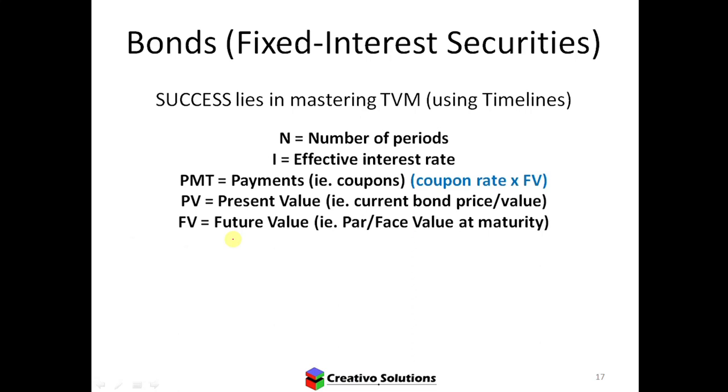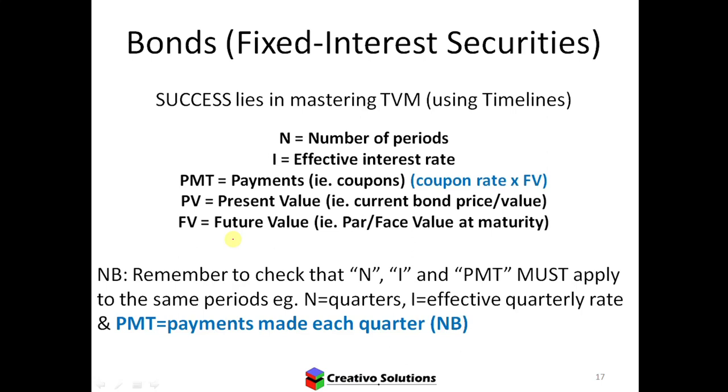When determining your coupon payment, you need to use the coupon rate. Multiplying the coupon rate by the future value, or the face value, or the par value, determines what the actual payment is. PV is the present value, the bond price. FV is the future value, which is the par or face value at maturity.